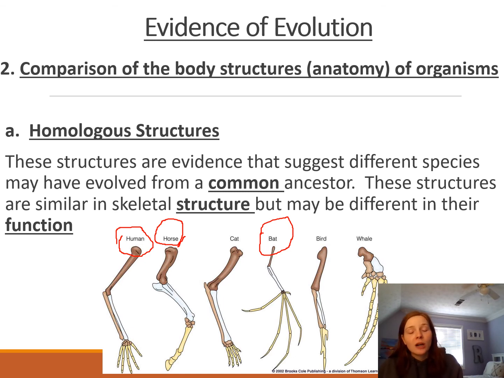Very important to note that homologous structures will tell you, hey, these organisms share a common ancestor because they have the same bone structure. So homologous structures, you need to know they share a common ancestor because they have the same bone structure. However, they may have different functions. So the function of a human arm is not the same thing as the function of a bat's wing. However, they have the same bones that make them up, so we call that homologous.